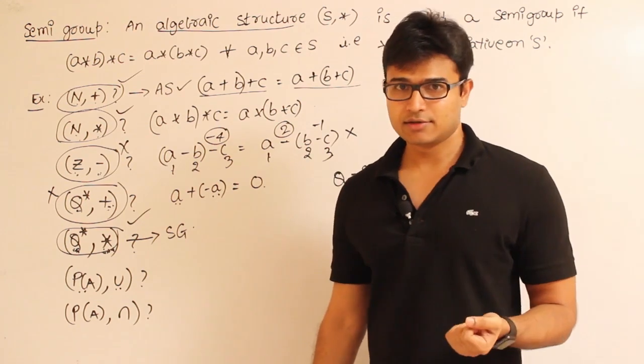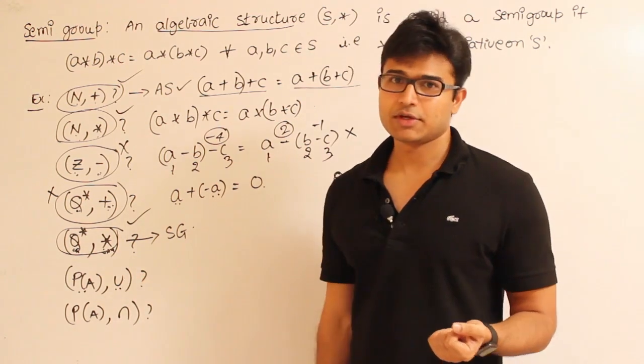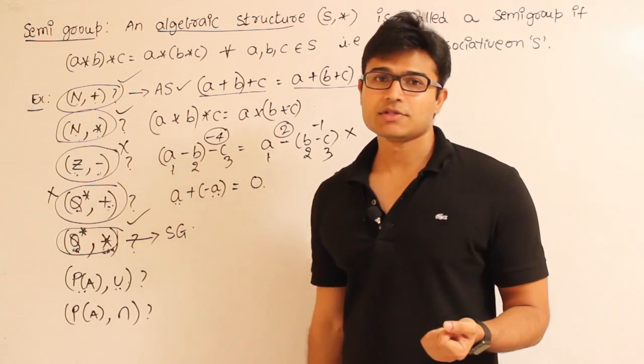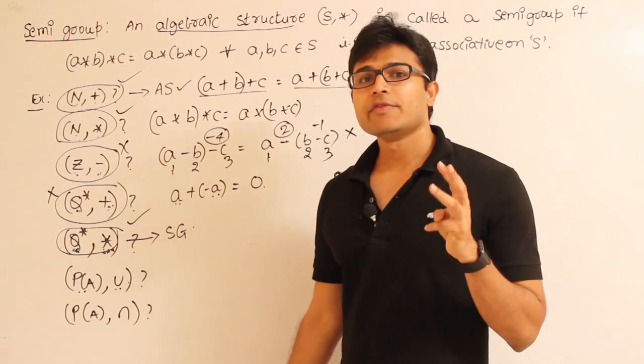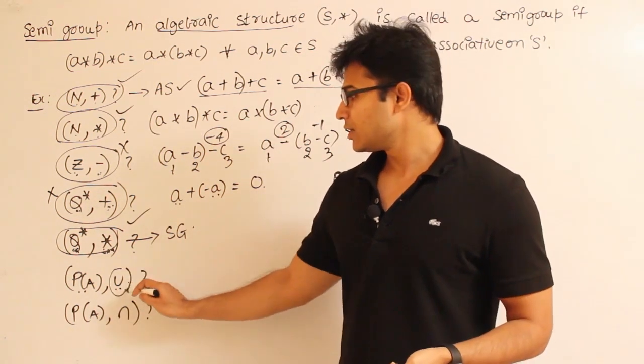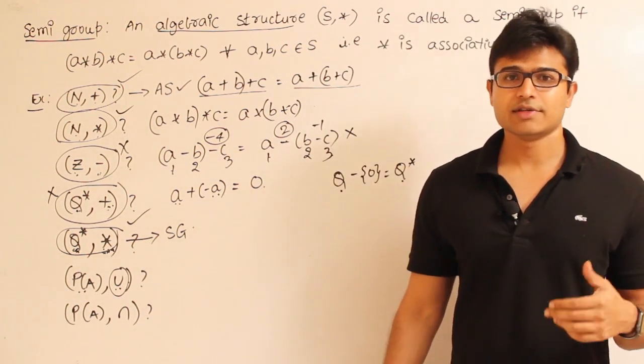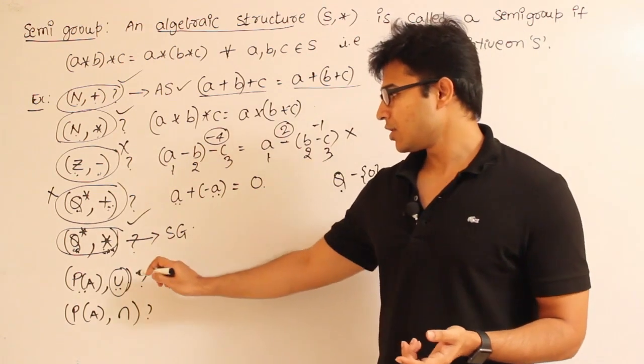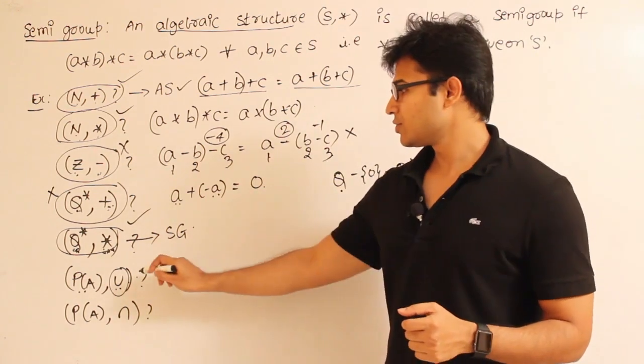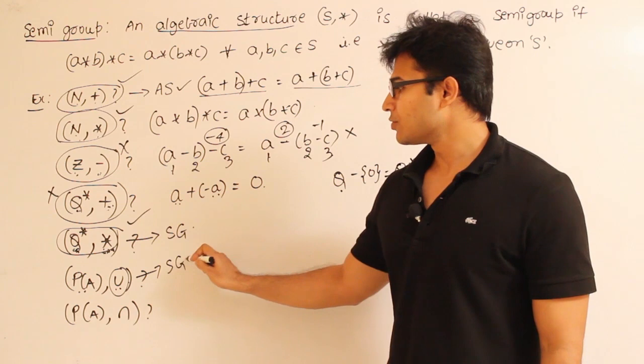We have just seen in the earlier example. Therefore it is an algebraic structure. Now what about associativity? We know that for any three sets, set union is always associative. So it is an algebraic structure and associative, so we can say that it is a semi-group.